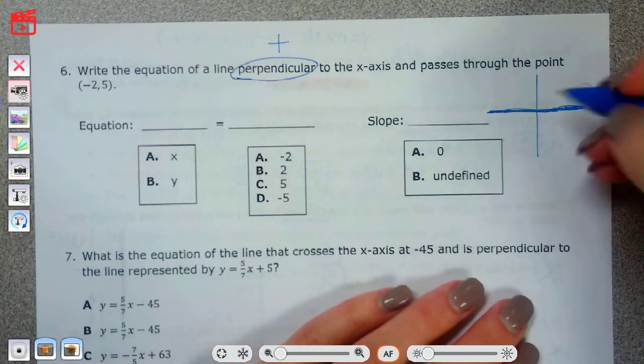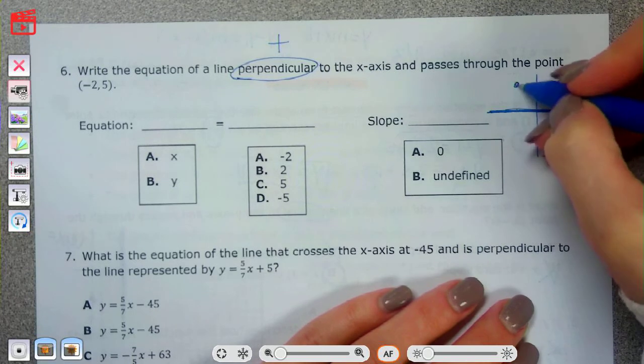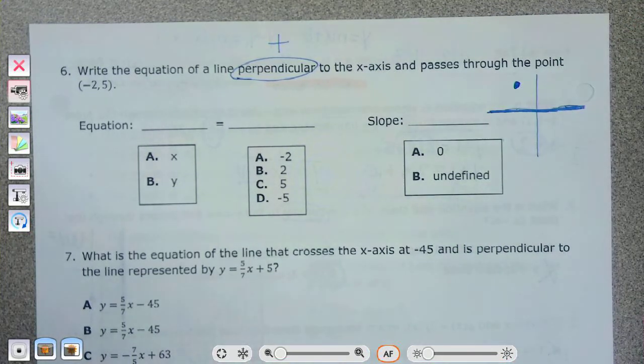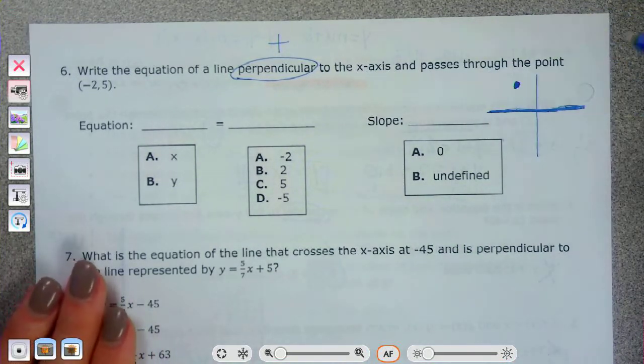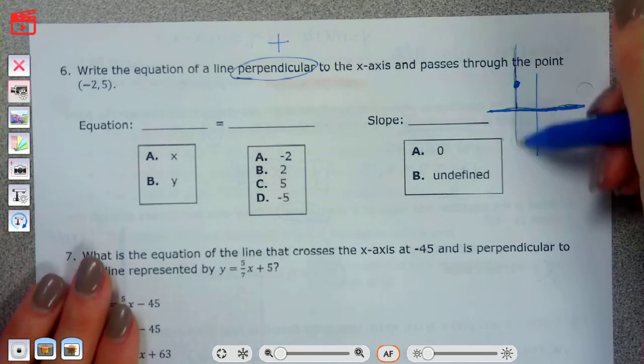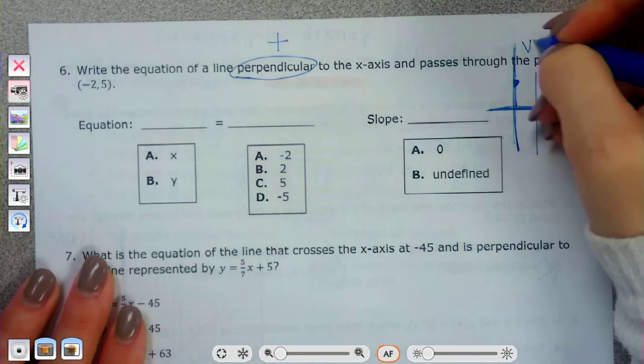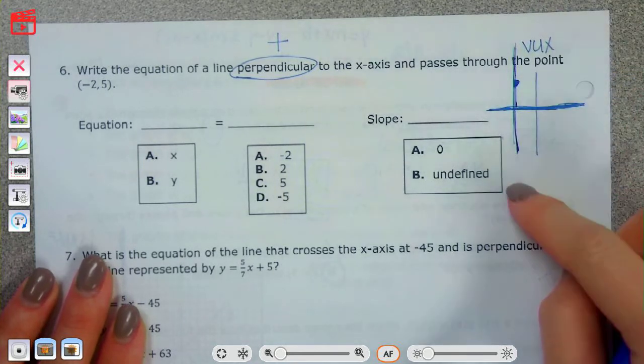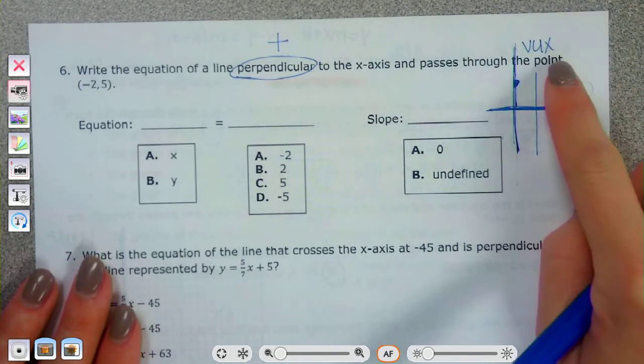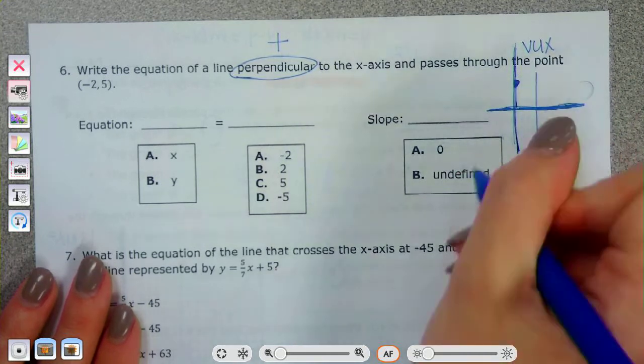Passes through the point negative 2, 5. So that point's up here. Okay. If we want to be perpendicular to it, we want my line to go this way. So this line ends up being a VUX because it is a vertical line. So it has an undefined slope. So we can go ahead and put that one right here.